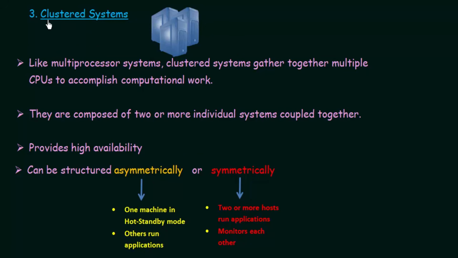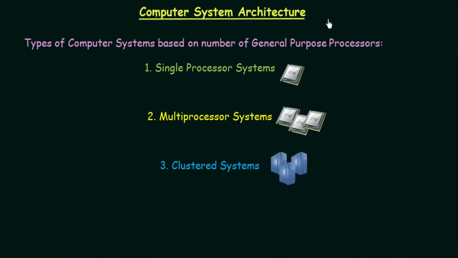So that was about the clustered systems. Those were the types of computer systems based on the number of general purpose processors. We discussed single processor systems, multiprocessor systems, and clustered systems. We also saw the advantages of one over the others, and also the types of these systems that we have. So I hope you understood these types of computer systems based on the number of general purpose processors, and I hope this was clear to you.